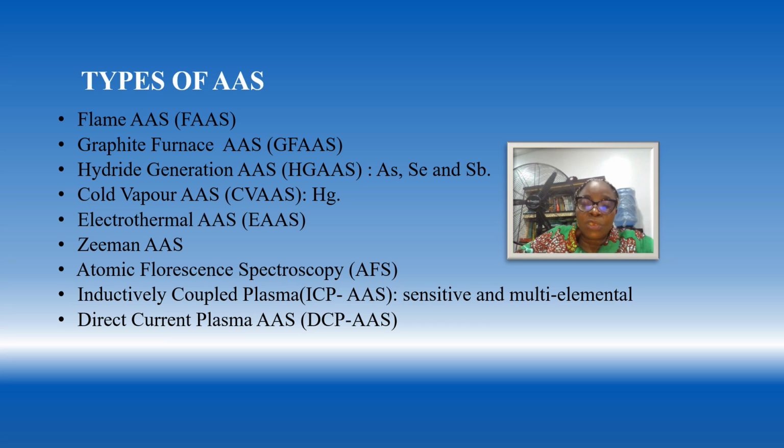We also have the inductively coupled plasma AAS. This uses an ICP source for atomization and excitation and is highly sensitive and multi-elemental. We also have the direct current plasma AAS, DCP AAS. It uses a direct current plasma source for atomization and excitation, less common than ICP AAS. Note that each type of AAS has its own strengths, limitations, and applications depending on the sample type, elements of interest, and desired sensitivity.